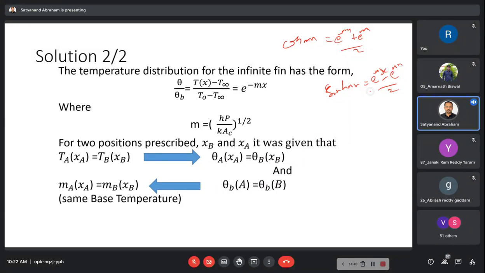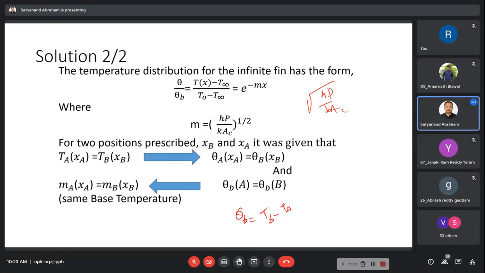Why are we using these? It is easier to solve some problems in terms of hyperbolic functions and some in terms of exponential. So for an infinite fin, it is given as theta by theta b is equal to e raised to minus mx, where m is the square root of hp by kAc. That is the m. And theta b we know as theta b equals Tb minus T infinity, and theta is equal to T minus T infinity.